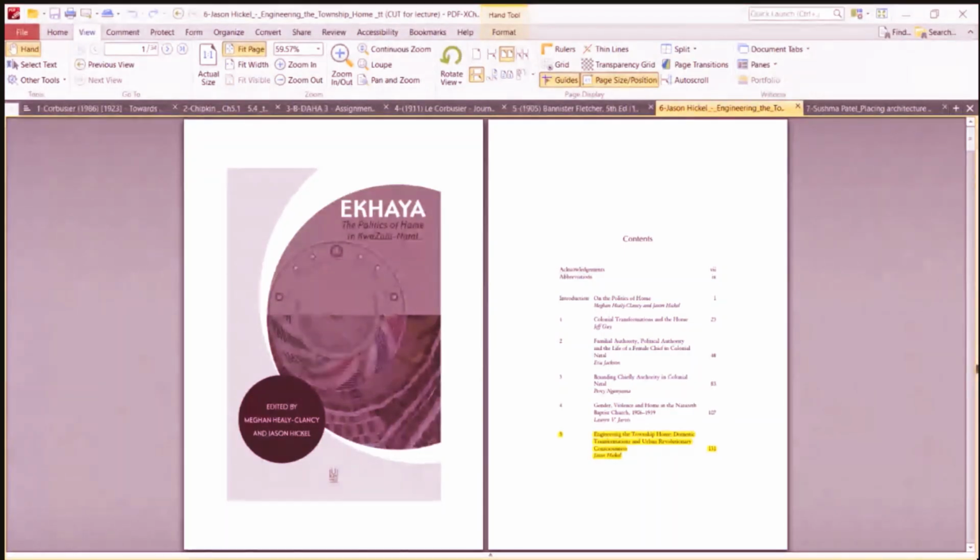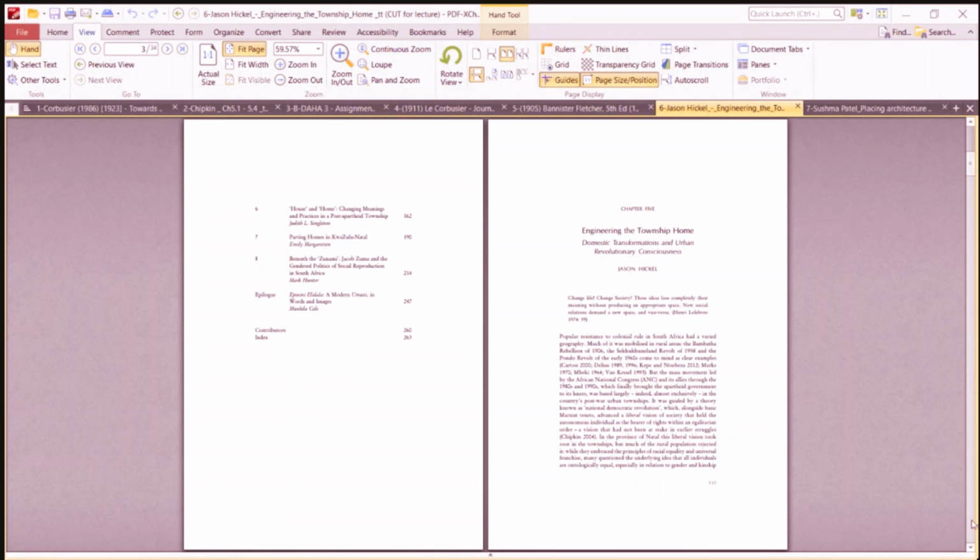This is a book called Ikaya, The Politics of Home. It's edited by two authors, Clancy and Hickel. Jason Hickel, I think he's South African born or born in Swaziland. He's an anthropologist, and he's got a chapter here, the fifth chapter of this book, Ikaya, and we're going to read a little piece of that chapter, okay? Chapter 5 of the book, which he calls Engineering the Township Home.